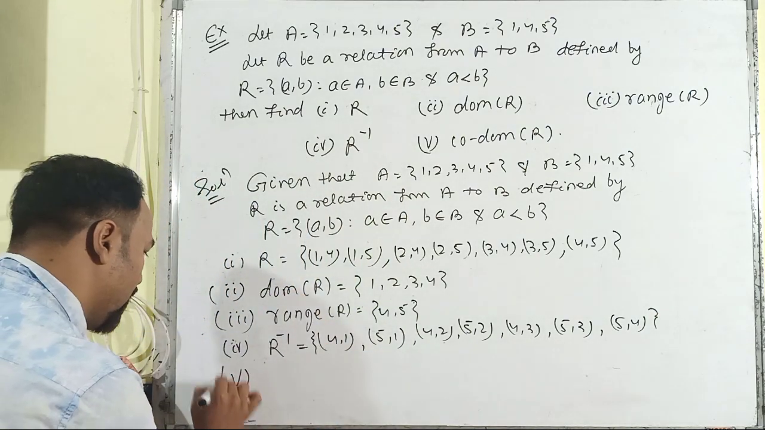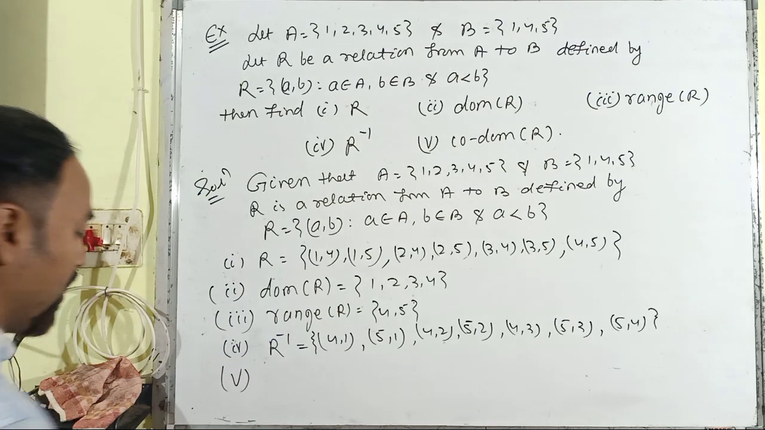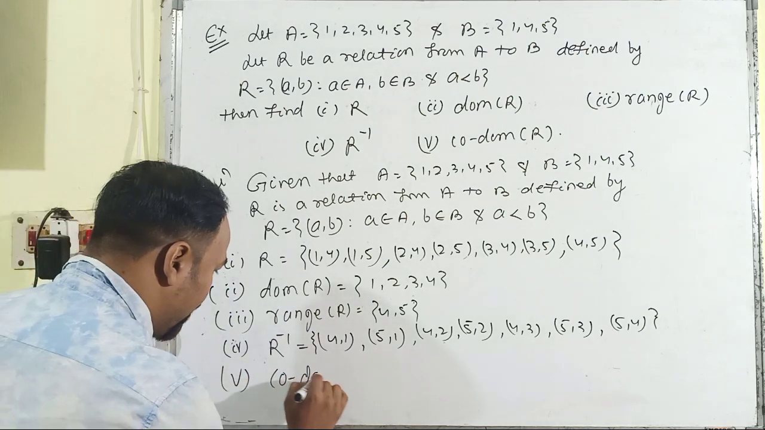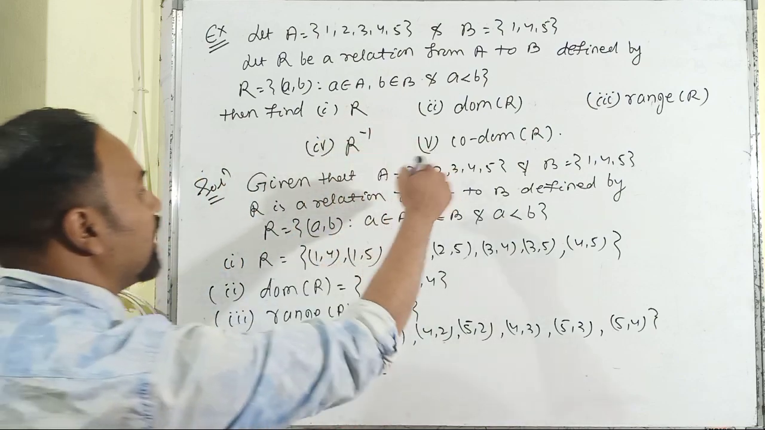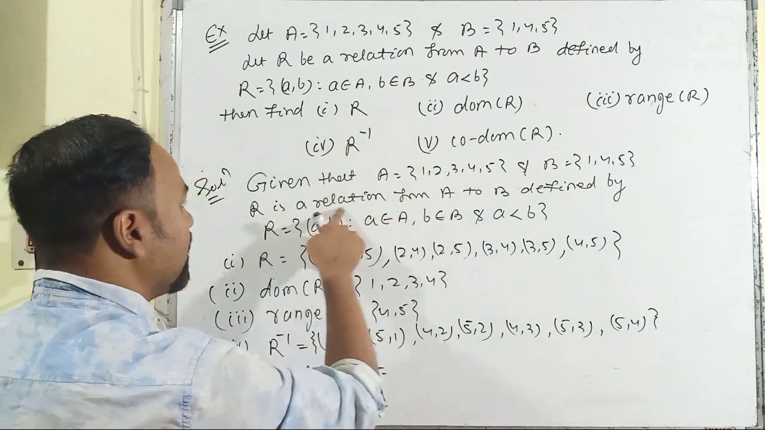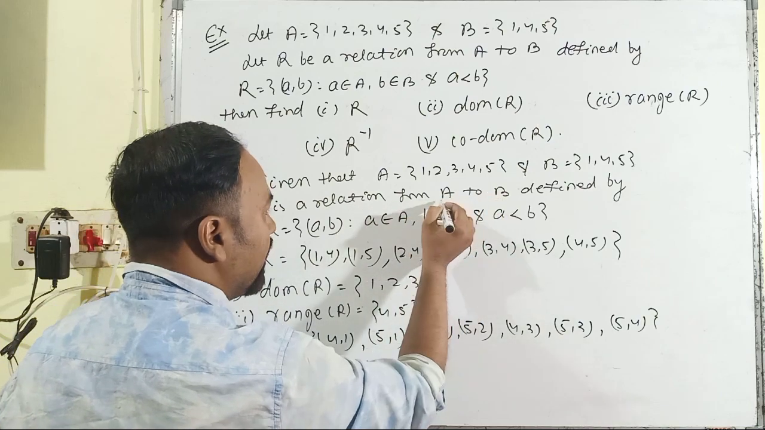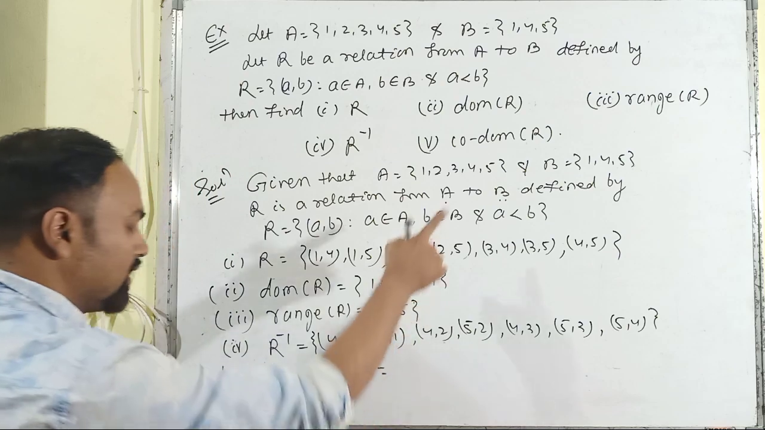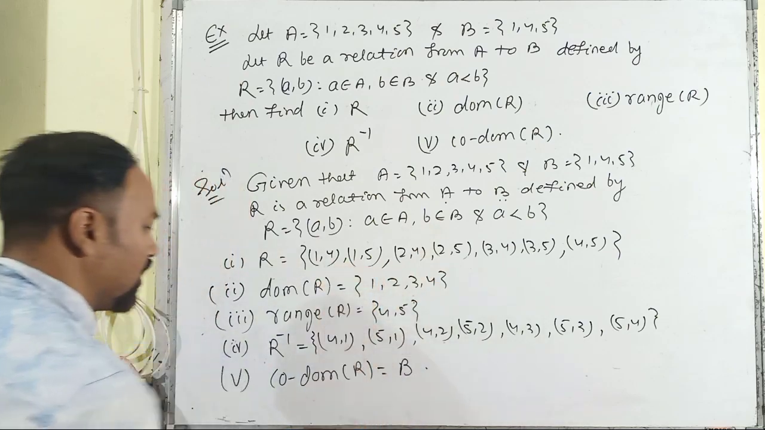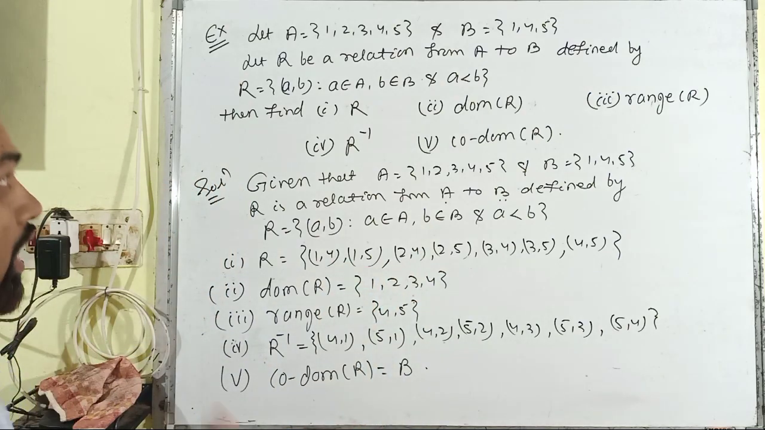Then moving towards the codomain of R. Codomain of R, again I am repeating, is none other than the second set. R is a relation, you can say that R is a relation from A to B. It is the first set, it is the second set, and here it is the codomain. The second set is the codomain, that means B is the codomain for the relation R. So it is all about the second problem.